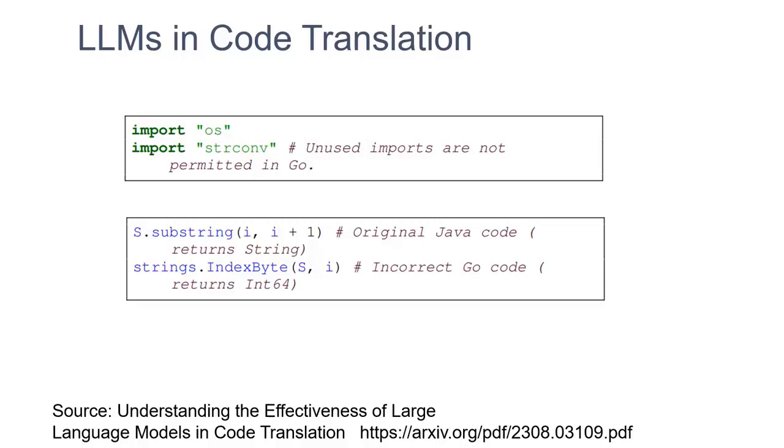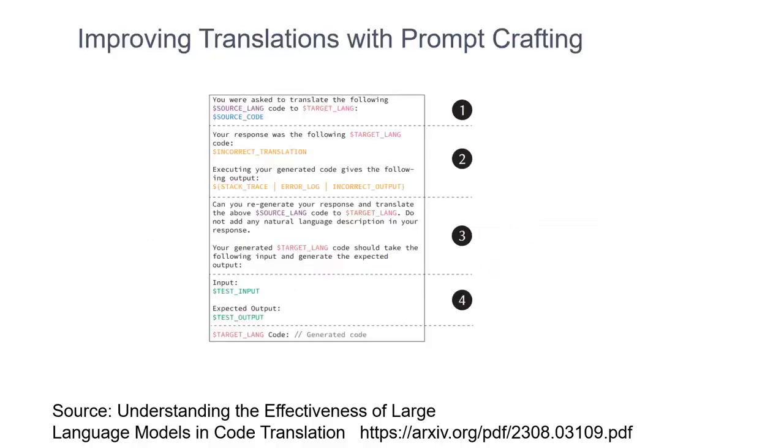It turns out that there are ways to improve code translation, and one of the techniques to do that is known as prompt crafting. Let's take a quick look at that. The idea here is that you provide the language model with an opportunity to go correct the code. So we start out by saying, this is what you were told to translate. Your response generated this error. Can you regenerate the response, taking into account the error that was returned as part of the translated code?